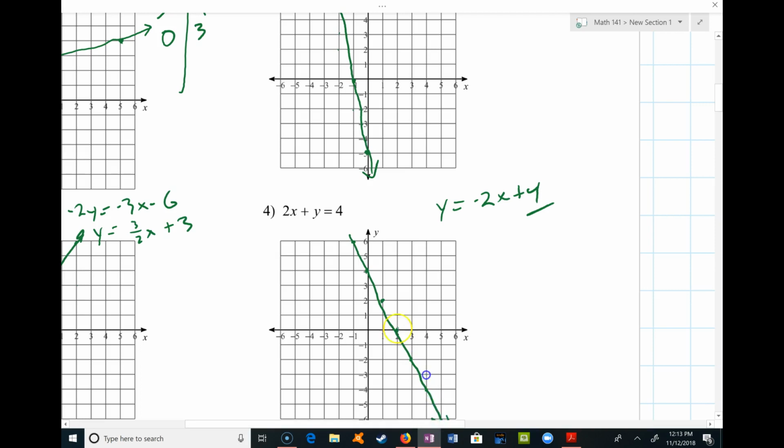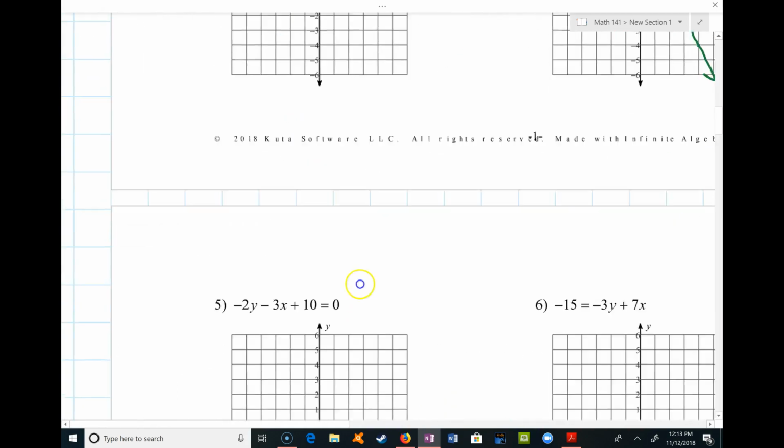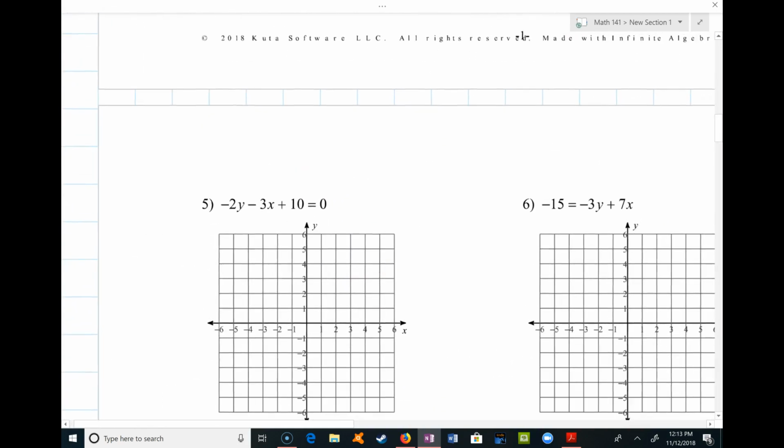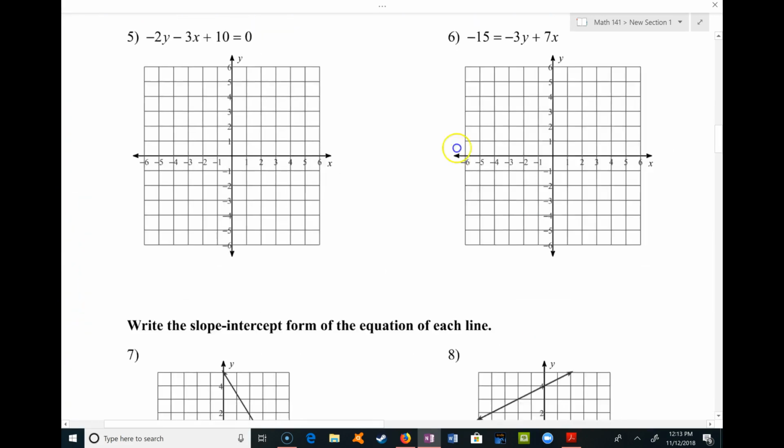Oops, I missed, didn't I? I'm supposed to go through there. Okay, moving on semi-rapidly. Okay, here's another example. I'm going to go ahead and shut the video off for a minute and do these real quick and then come back on.